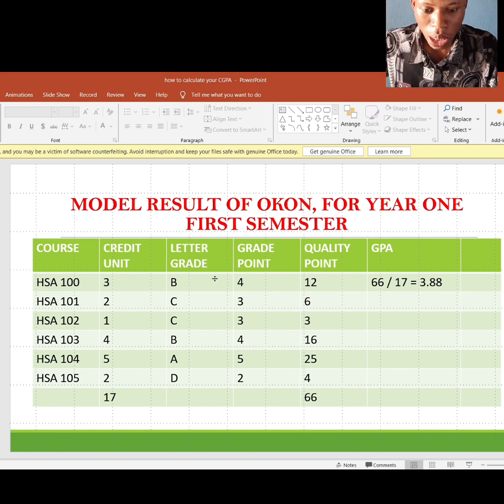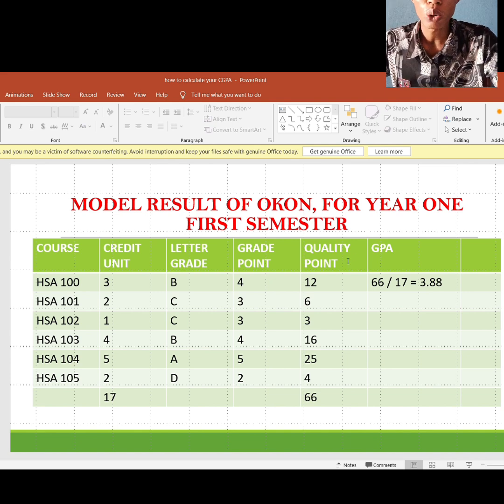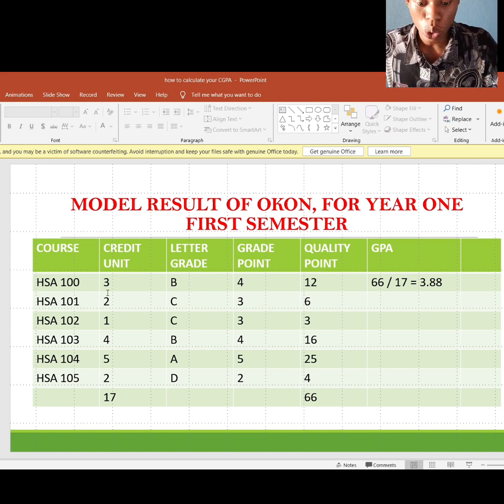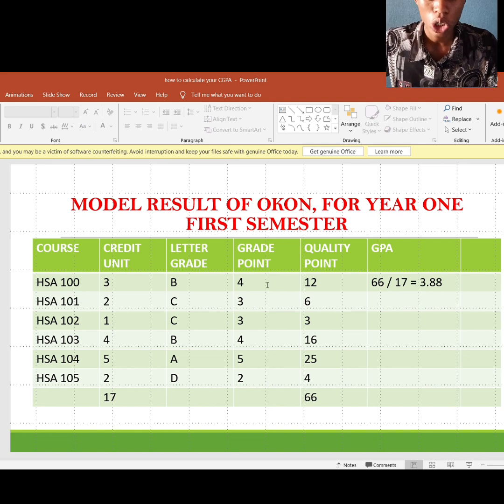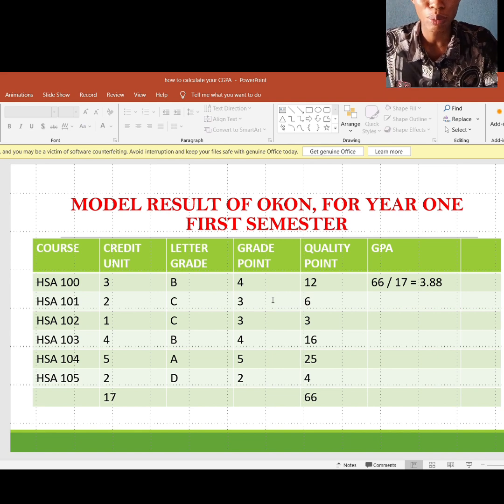So now, if Okon gets B here, the grade point is 4. C is 3, B is 4, A is 5, and D is 2. Remember? Good. Now to get the quality points, you multiply the credit unit by the grade points. So you do 3 times 4 for this first one.